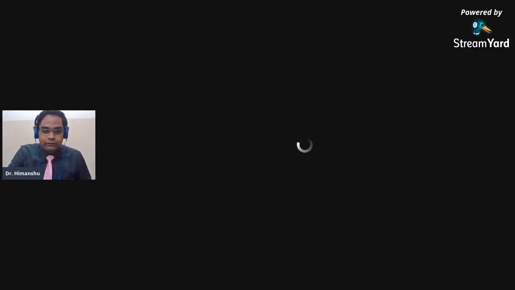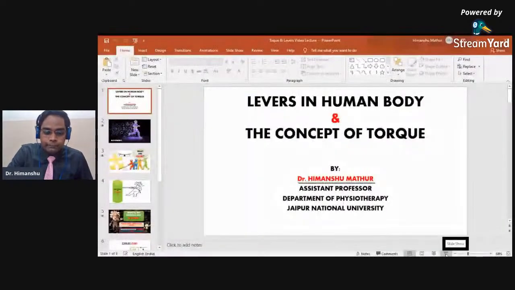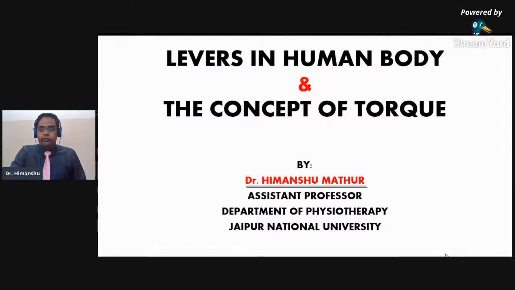Before starting from the hip joint, I would rather start from the basic concepts of biomechanics. If you people can see my window. Great. So we'll be starting with levers in the human body and the concept of torque. Before I start the concept of levers, I'll rather tell you something about the torque.